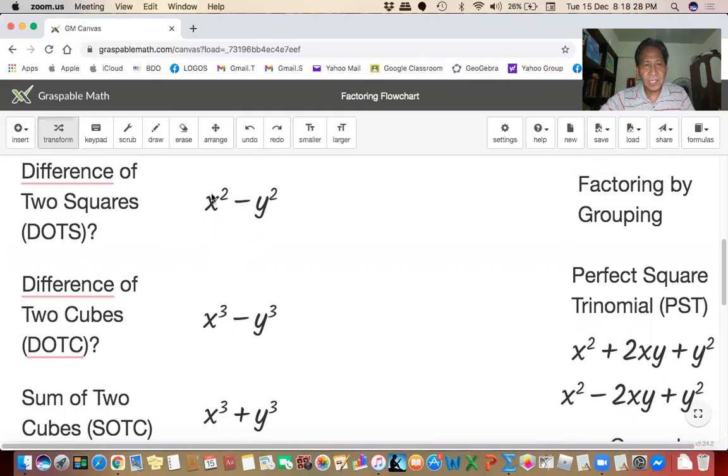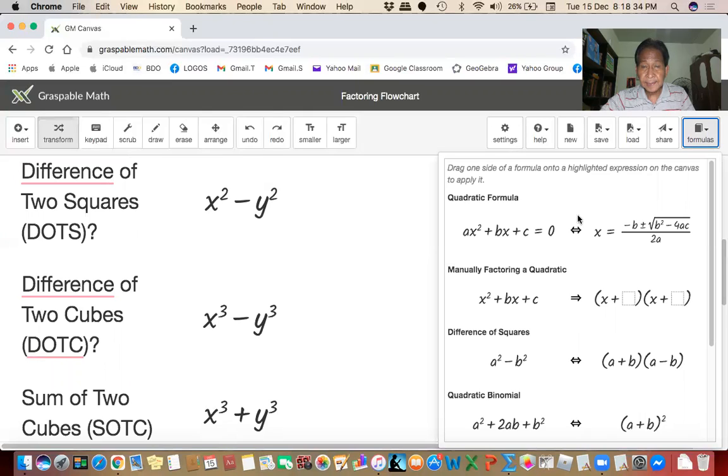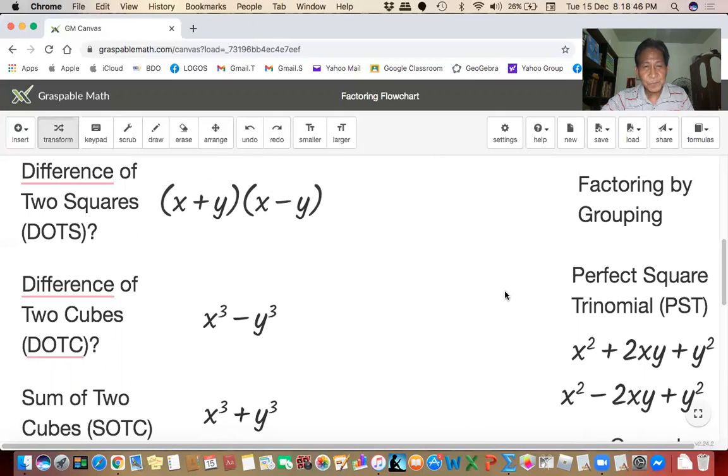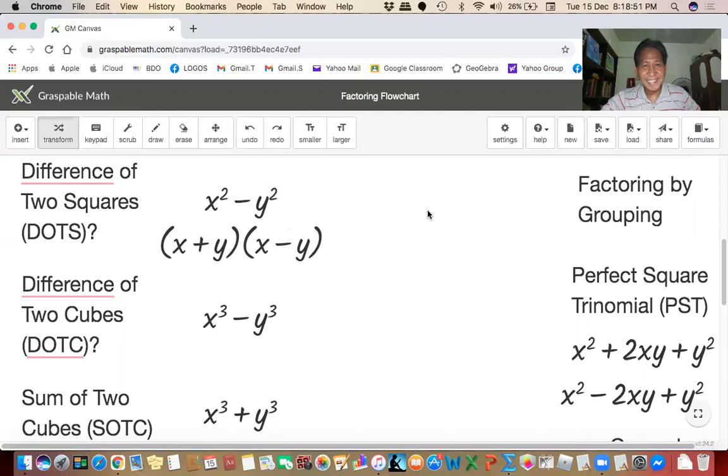All right, how do we factor a difference of 2 squares? Let's see, a difference of 2 squares. So this is how it looks. Those are the factors of a difference of 2 squares. Let me show the steps. So you have 2 squares connected by a minus sign, and the 2 factors have terms that are exactly alike, except that the signs are opposite, 1 plus and 1 minus. So that is a difference of 2 squares.